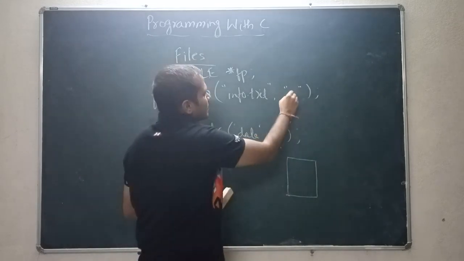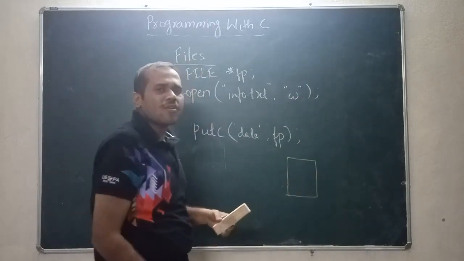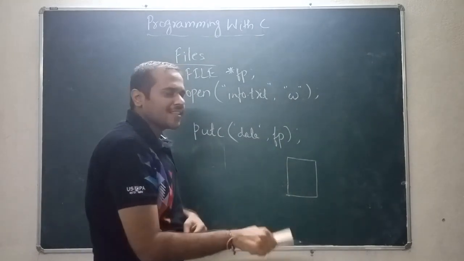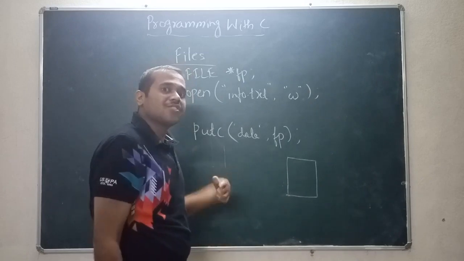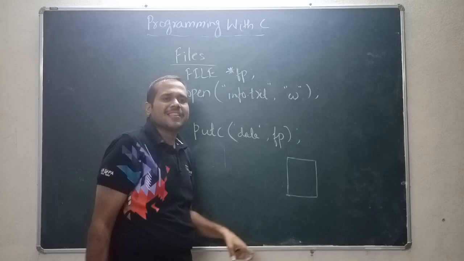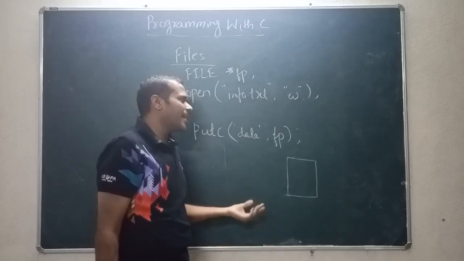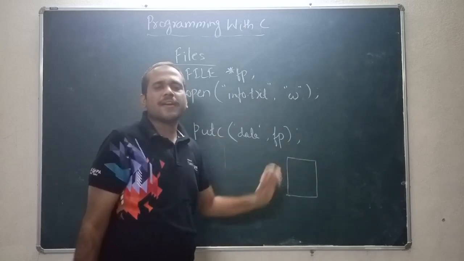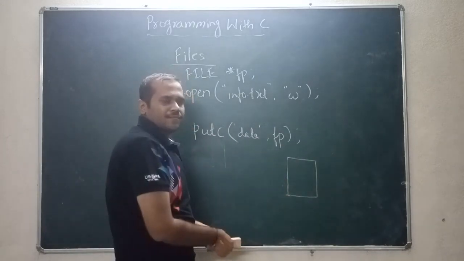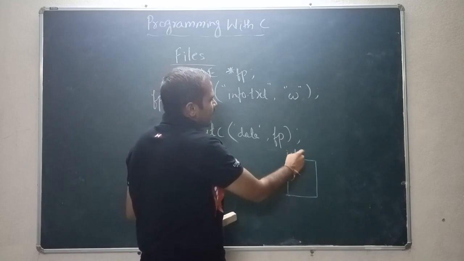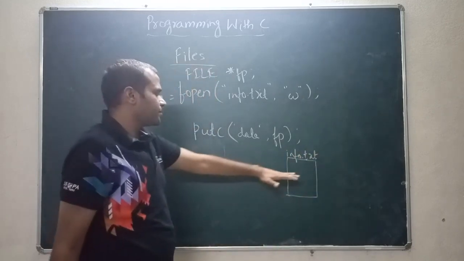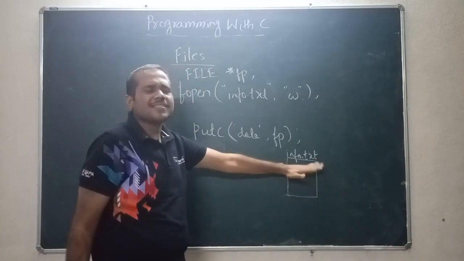write mode. Why? If you use write mode, the content will be written into the file. If the file exists, the content will be written. If the file does not exist, as we saw in the last video, automatically the file will be created and content can be copied into the file. So now the file is empty. Let me name it as info.txt.